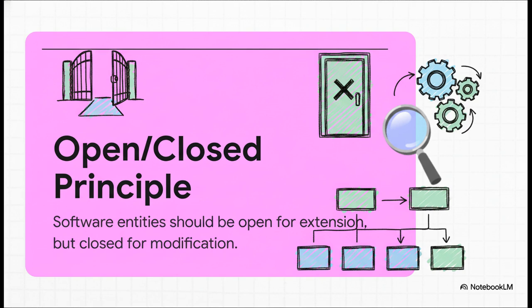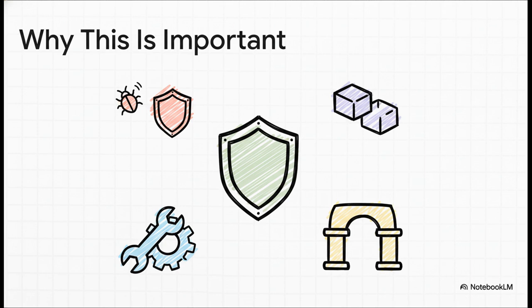You extend, you don't modify. And this is exactly why it's so important. Think about it. If you're not touching code that you know already works, your risk of introducing new bugs just plummets. It makes your whole system so much easier to maintain, more reusable, and just way more stable.